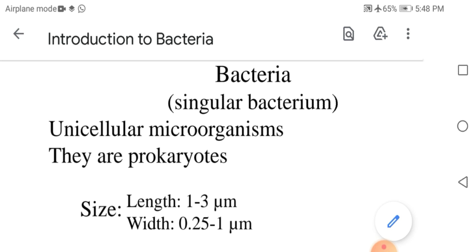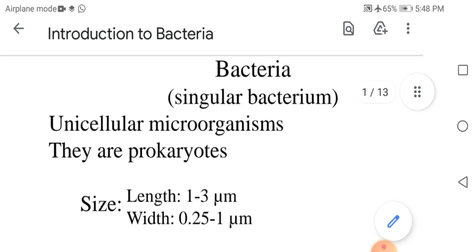It is about introduction to bacteria. The word bacteria is plural. The singular is bacterium. Bacteria are unicellular microorganisms. They are prokaryotes. The bacterial size, the length ranges from 1 to 3 micrometers and the width ranges from 0.25 to 1 micrometer.